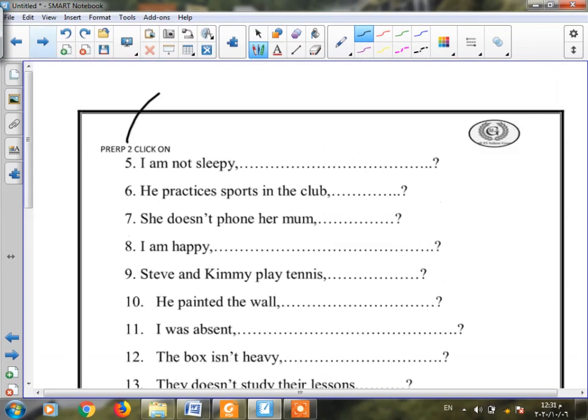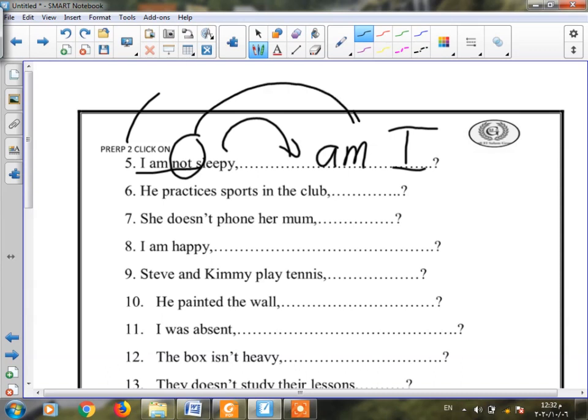Next one. This is the last sentence. I'm not sleepy. This is my sentence. And my sentence here is negative. So I'm going to change it here into a present form, which is am I. Why? Because here it's negative and it should be positive, so I crossed the not.